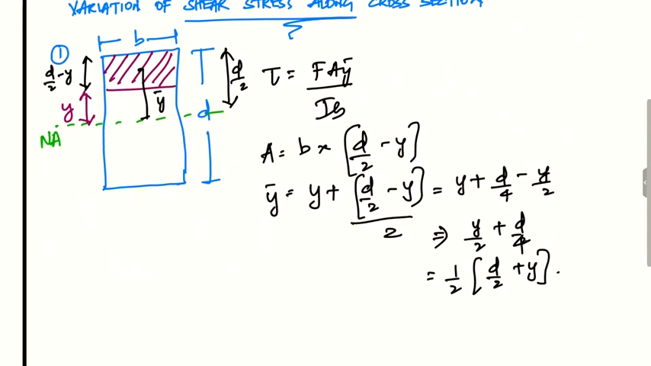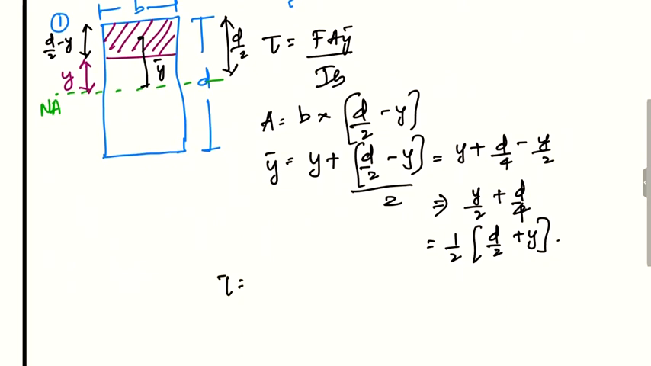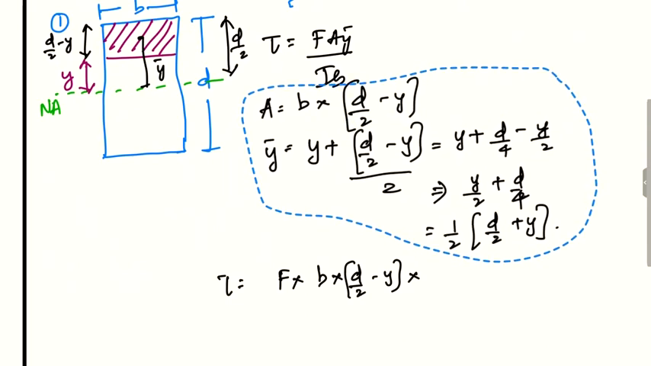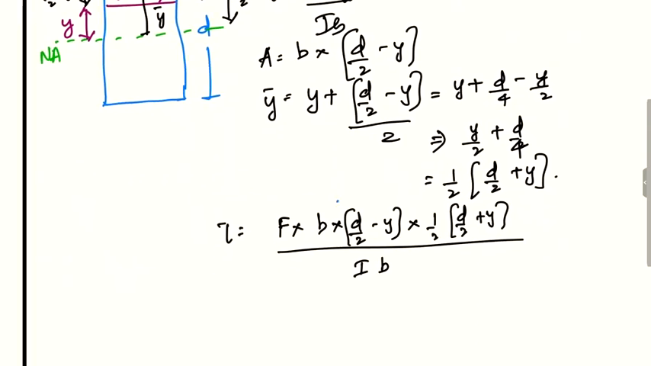You can see the calculation later, and it will come like this. So I can write tau is equal to F into area, I got it as B into D by 2 minus Y, into Y bar. Y bar is nothing but this distance, that is 1 by 2 into D by 2 plus Y, the whole divided by I into B. I'll keep I as I itself. So from here you could see this B and this B will get cancelled.